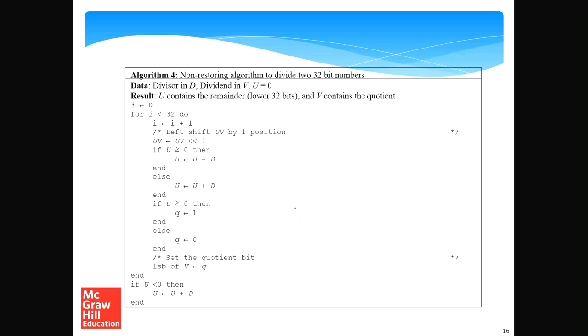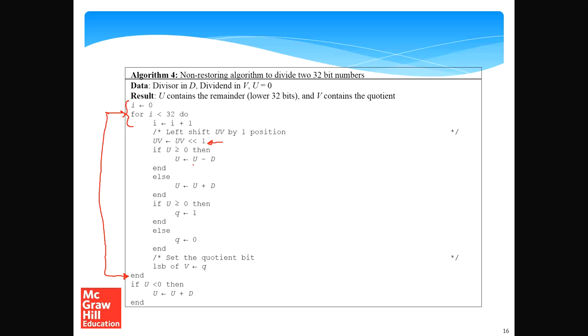In this case, I'll give the algorithm; the entire structure remains the same. U, V, D, N, everything remains the same. So we do the same thing. We run a loop for 32 iterations. This is the beginning of the for loop, and this is the end of the for loop. We first do a left shift on the UV combined register by one position, right? Then what we do is as follows. This is where there is a difference. We first check the sign of u. If u is greater than 0, then we subtract the divisor d from it.